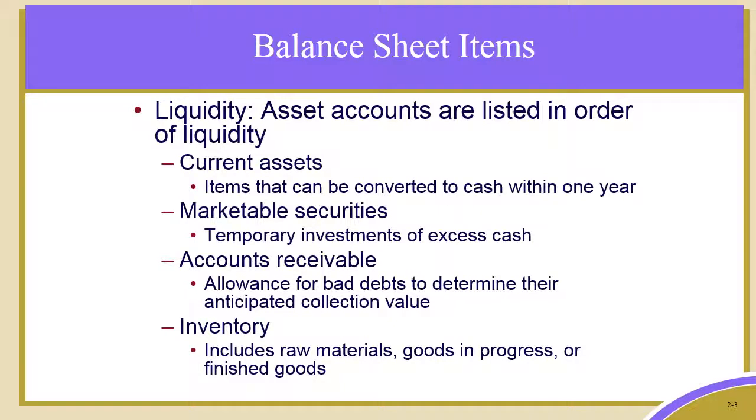So here are some balance sheet items to keep in mind. Liquidity: asset accounts are listed in order of liquidity. What we mean by liquidity is how quickly you can convert these items to cash. So that's another important term to know within finance. Current assets are items that can be converted to cash within 1 year or less. Marketable securities are temporary investments of excess cash. Accounts receivable has an allowance for bad debt to determine their anticipated collection value. And inventory includes raw materials, goods in progress, or finished goods. Those go from more liquid, current assets, all the way to inventory, which is less liquid.